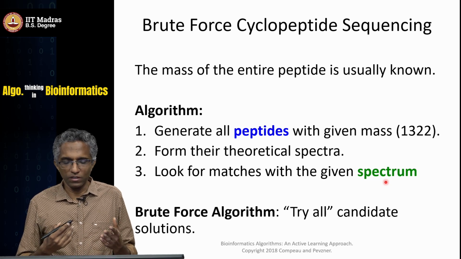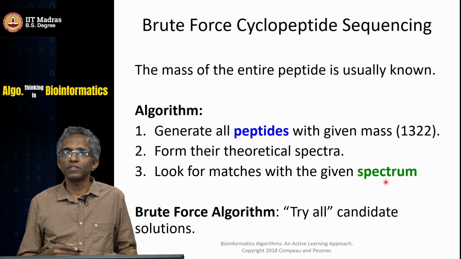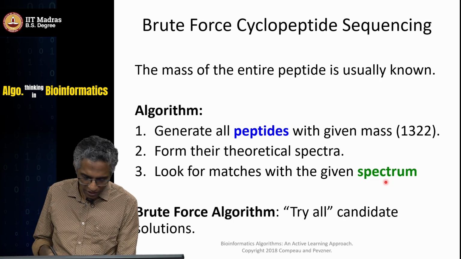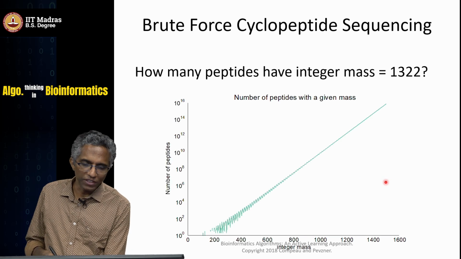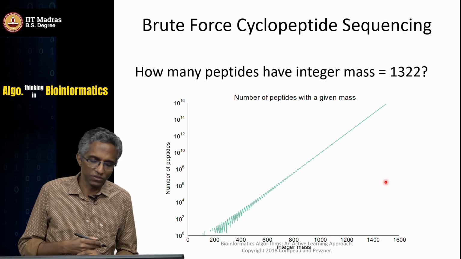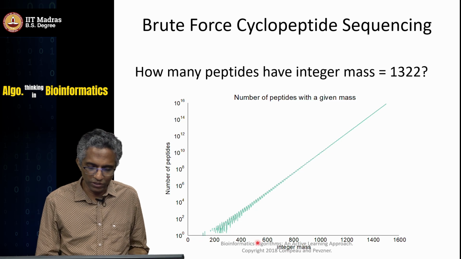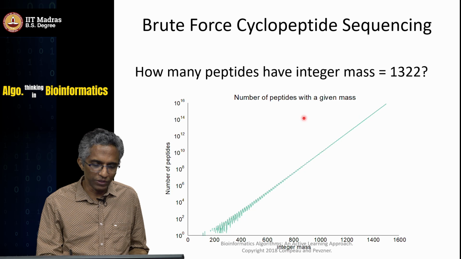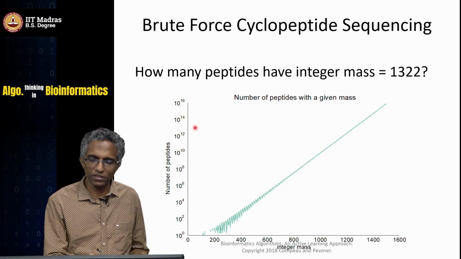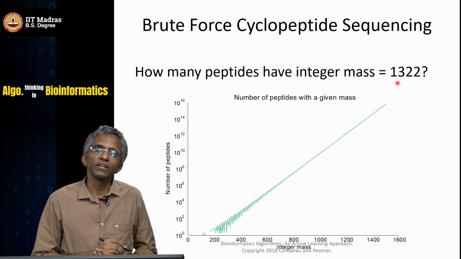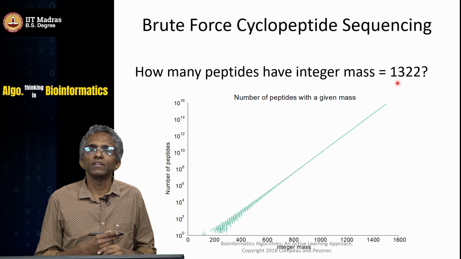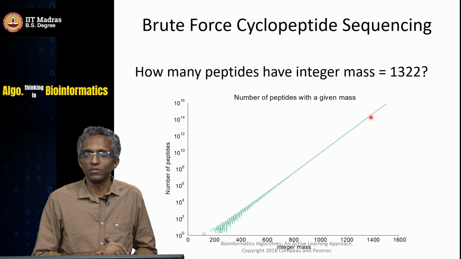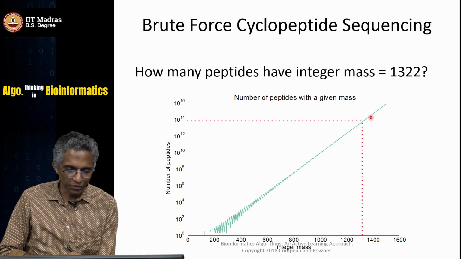And so, whenever the derived theoretical spectra matches the input spectrum, those are the peptides that will be output as a solution. But what is the problem with this? You will have many peptides with a particular mass. If you look at the integer mass here, 200, 400 and so on, 1322 is going to be somewhere over here, and then you are going to have about 10 to the power 14 peptides that will have a mass of 1322. The larger the mass of the peptide, the harder the problem is, because there are many peptides that will match the same mass.